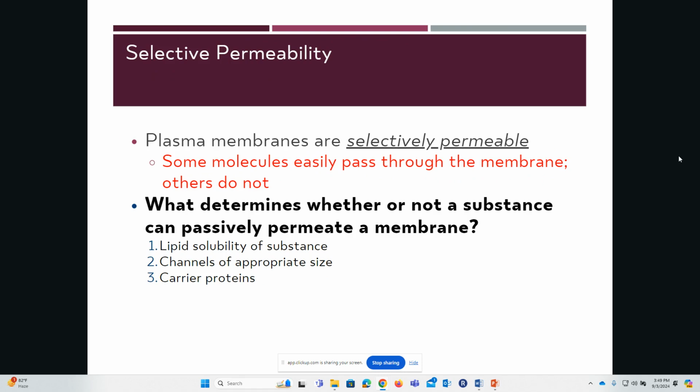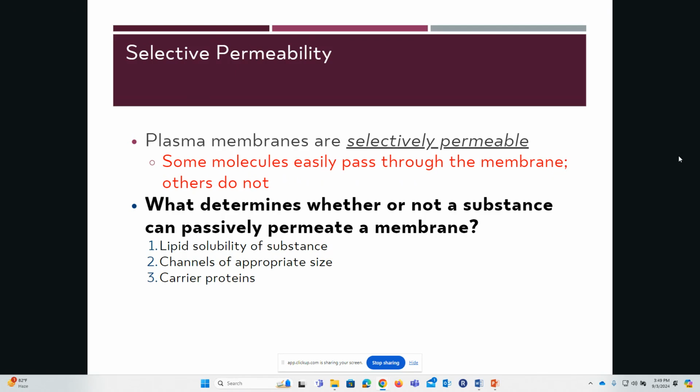And there are things that determine whether or not a substance can passively permeate or go through a membrane. Well, lipid solubility is a big one, channels of appropriate size, and carrier proteins. What is meant by the lipid solubility of a substance? Why would that matter? Well, the membrane is lipid soluble, so lipids, if they're trying to get through the membrane, can easily pass. What about channels of appropriate size?